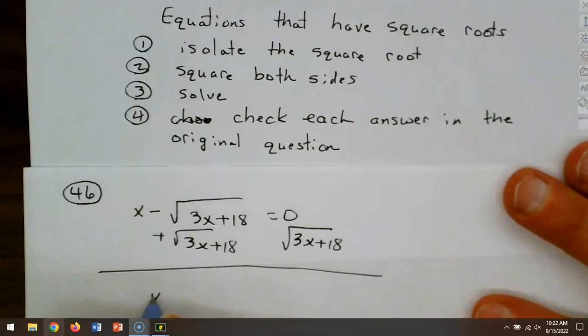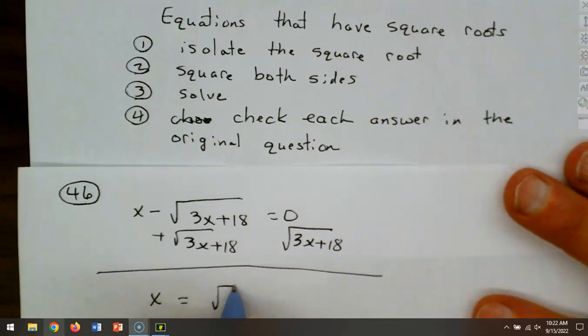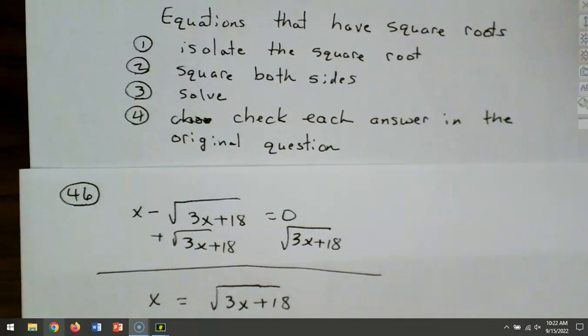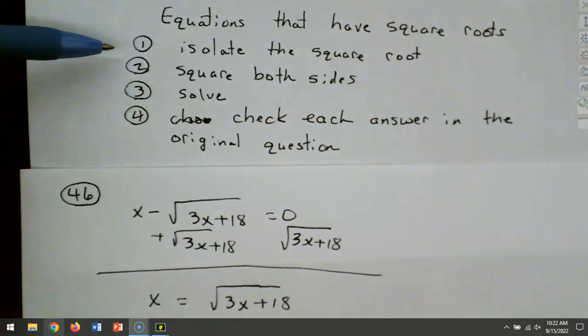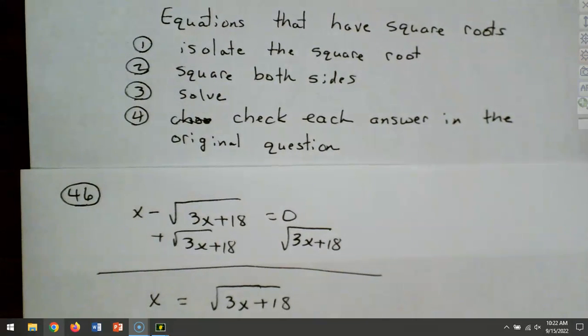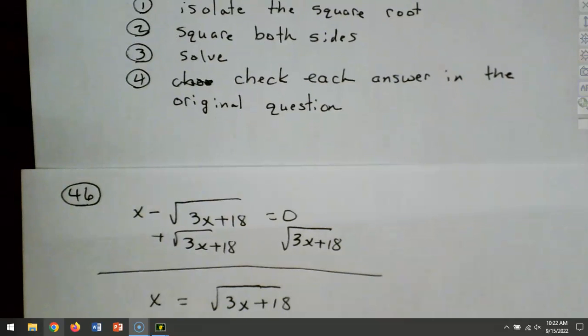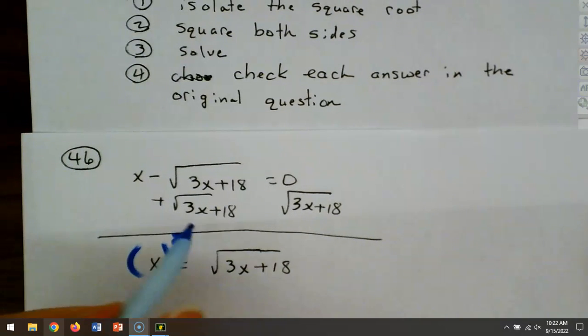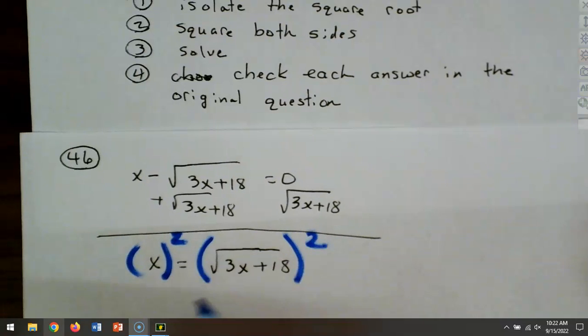And that leaves you with this. These are actually easier, I think, to solve than the rational equations that we just did. So the first thing I did, step number 1, was I isolated that root, so I moved it over. Now, how do we get rid of a square root? The opposite of a square root is a square. So we square both sides. So we're going to go ahead here and square both sides.